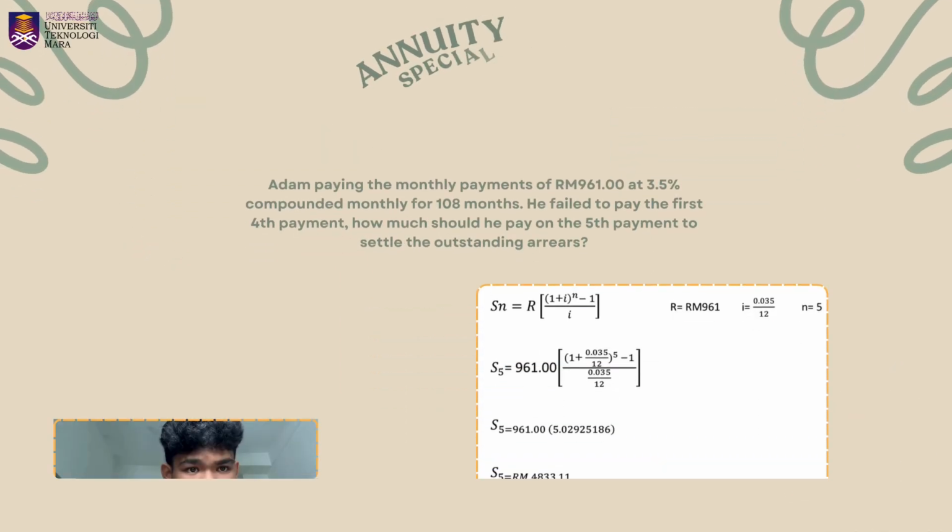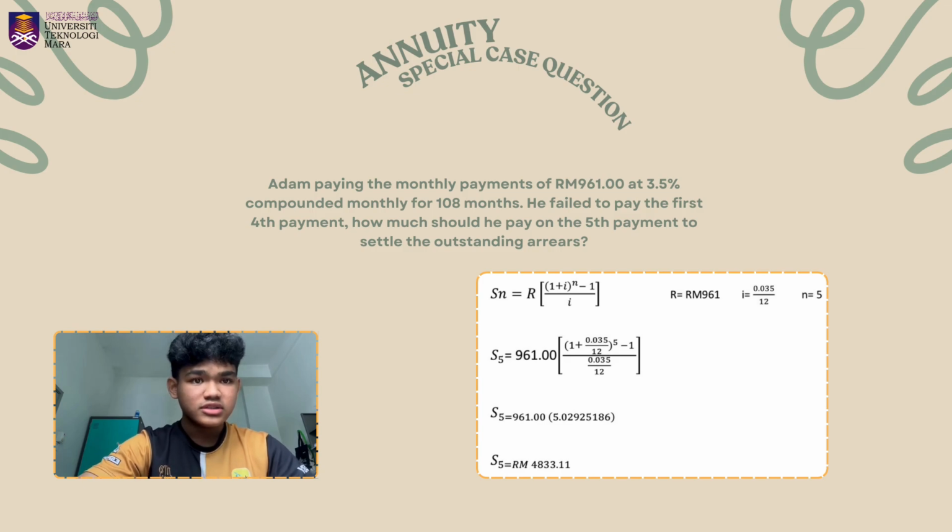So in this question, we use the missed payment formula. So the formula is Sn equal to R, open bracket, in bracket, 1 plus i, the power of n minus 1 over i. So R is 961 ringgit. i is 0.035 over 12, and the n is 5 because she missed to pay on the 5th payment.